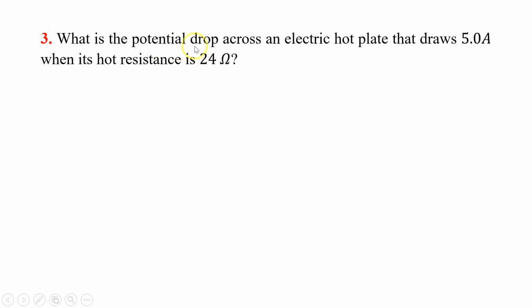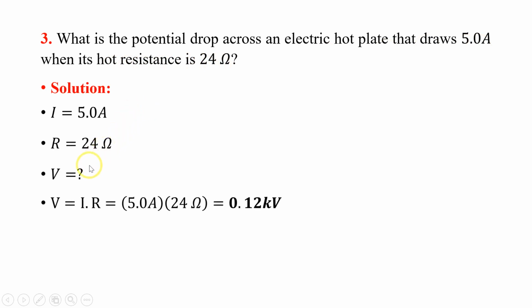Question number 3. What is the potential drop across an electric hot plate that draws 5.0 ampere when its hot resistance is 24 ohm? So current is 5 ampere, resistance is 24 ohm, and we need to find the voltage. Voltage is equal to the product of current and resistance. Putting the values in, the final voltage is 0.12 kilovolt or 120 volt.